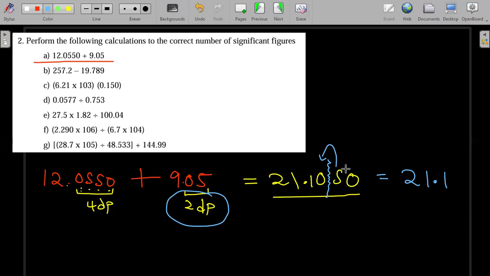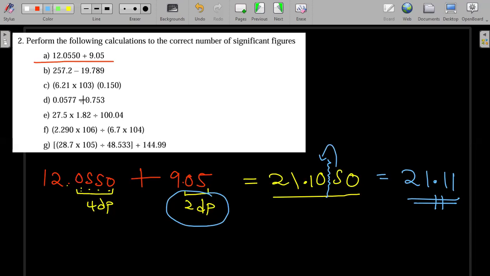21.1. And then this 5, okay, since this is 5 or any number that is greater than 5, we add a 1 to the previous number, right? So it will be 1 like this. So your final answer should be 21.11. Okay, so that's the rule when you're adding or when you're subtracting. Your answer should have the same number of decimal places as the number having the least number of decimal places.